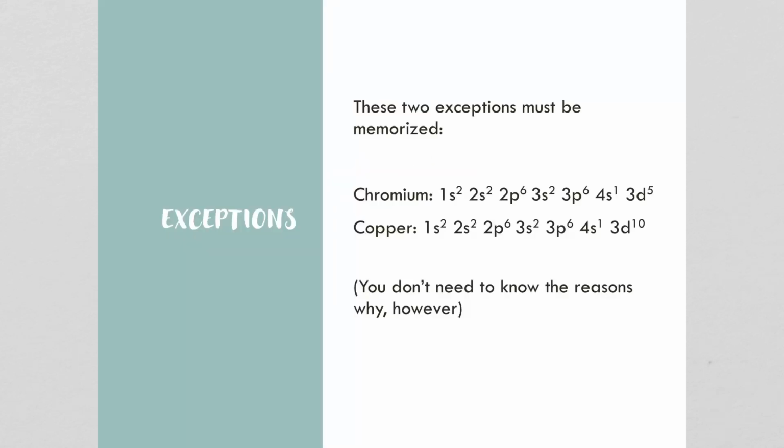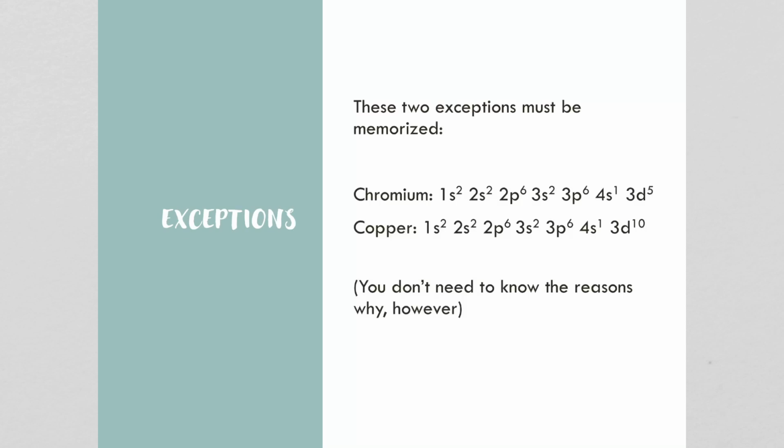Now, one thing that's kind of not so fabulous is there are 2 exceptions that IB requires you to memorize. So chromium and copper are the 2 that don't fit the model, but you don't need to know the reasons why, according to IB, because it's beyond what you can understand at this point. So you need to memorize these, but you don't need to understand why.